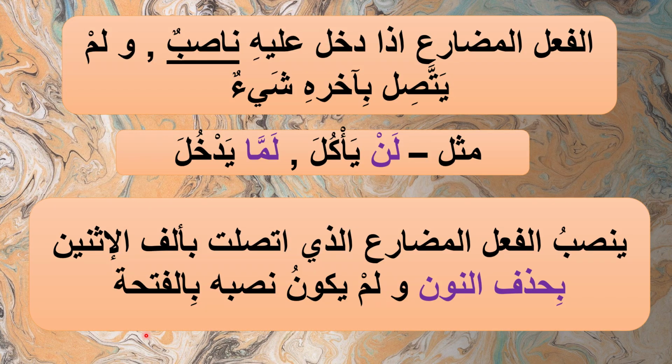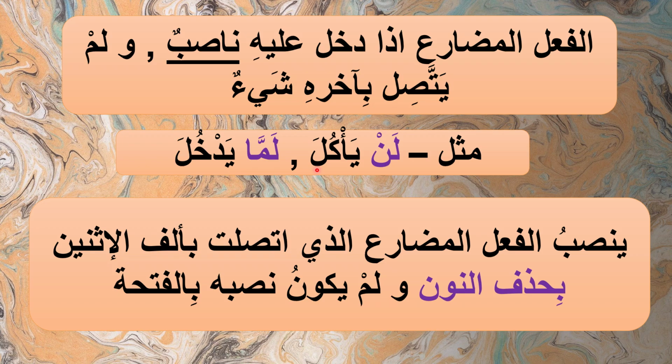Let's see the answers. Al-fi'l al-mudari' idha dakhala alayhi nasib, if it has a tool of nasb before it, ولم يتصل بآخره شيء. So, when it doesn't have anything at the end, then what happens? Then it shows its mansoob case by a visible haraka, fatha. For example, lan ya'kula, lan yadkhula. So, lan is also a tool of nasb. And in this case, the last letter is a sahih letter. So it will show its mansoob case by a fatha zahira.